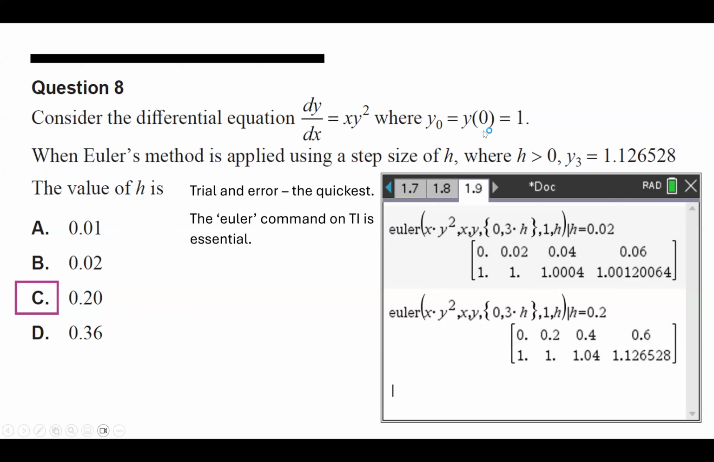From x1 to x2, that's another h. From x2 to x3, that's the third h. Therefore, we encompass the 3h, 3 lots of h. Comma is outside the curly bracket, and then this 1 represents your initial y value. Eventually, you need to tell your calculator your h is your step size. And then you can just slot in a given h equals 0.02. If it doesn't give you the same value here, just try another option. You'll be able to get the same option using h equals 0.2.